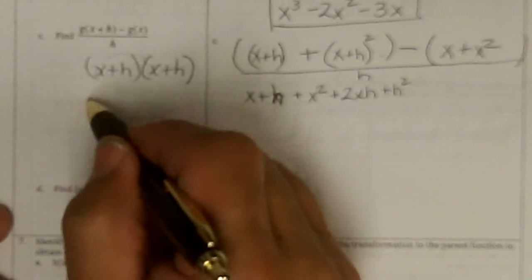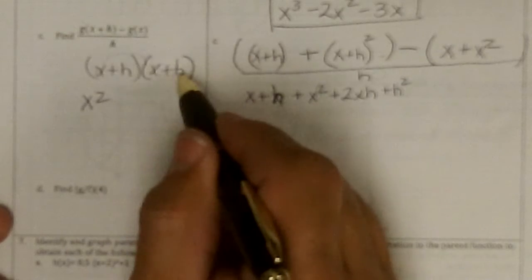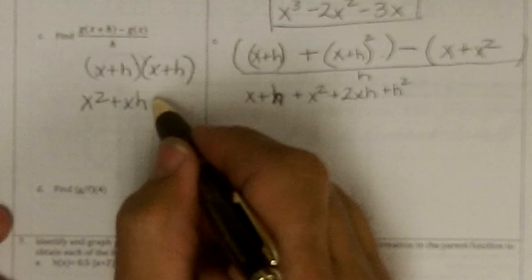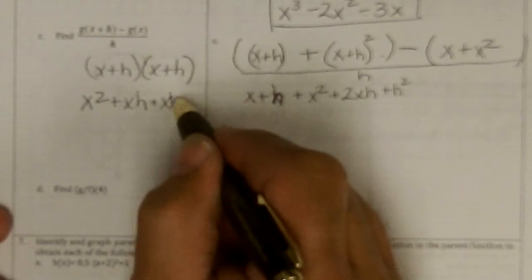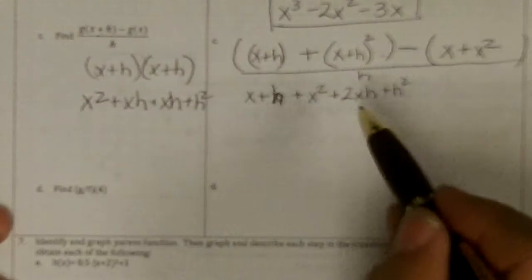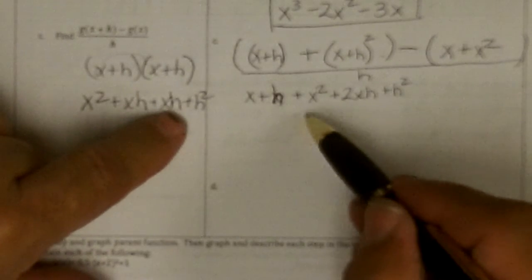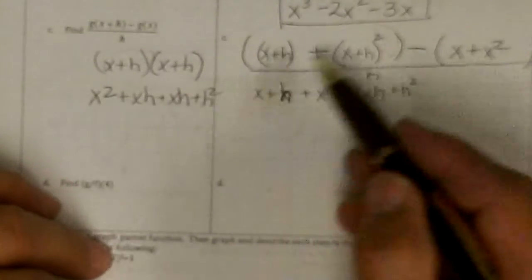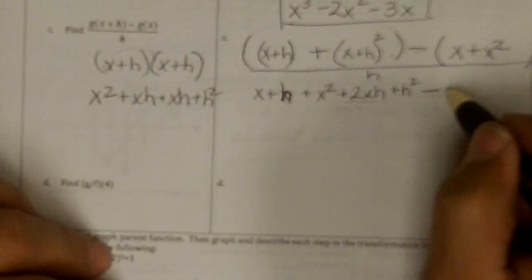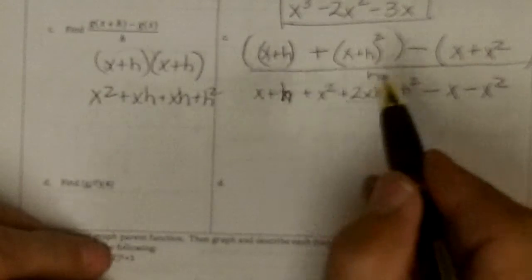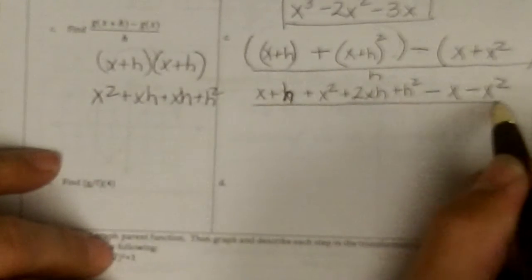x squared plus xh plus hx or xh plus h squared. And these two, the xh plus the xh, is 2xh. That's all of this. Minus, and this minus gets distributed, so we get minus x and minus x squared. All of this is divided by h.